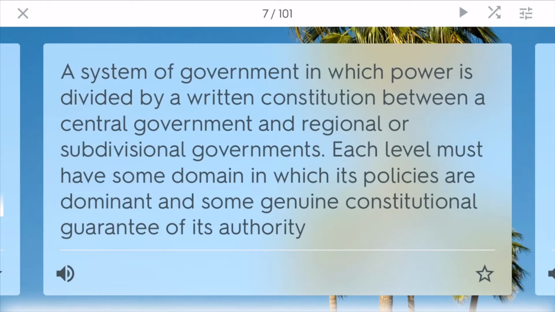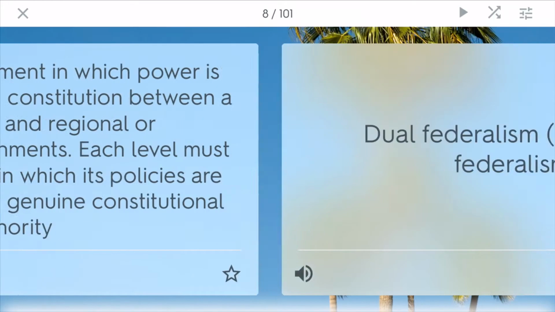Federalism. This is a system of government in which power is divided by a written constitution between a central government, so in the US, the federal government, and regional or subdivisional governments. In the US, that would be states or local levels. And each level must have some domain in which its policies are dominant and some genuine constitutional guarantee of its authority. So in the US, this is provided by the 10th Amendment, where states are given certain rights that the federal government cannot impede on.